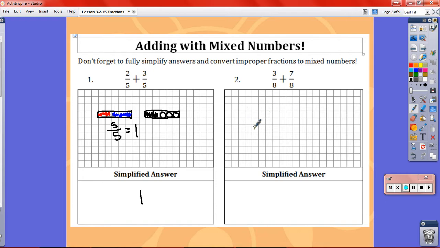3/8 and 7/8. Well, if I draw 8s, and I color in 3 of them, and then I add 7. 1, 2, 3, 4, 5. Oh, ran out. So I need to get from 5 to 7, so I need 2 more. 1, 2. But those are still 8ths, because say it's pieces of a candy bar again, and they're the same size. It still takes 8 of them to make a candy bar.